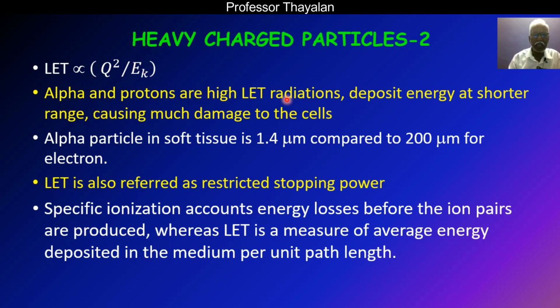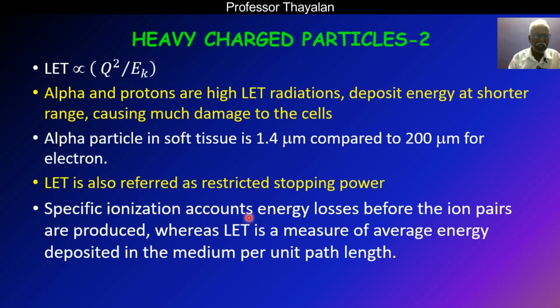Alpha and protons are high LET radiations. They deposit energy over a shorter range, causing much damage to the cells. The alpha particle range in soft tissue is 1.4 micrometer compared to 200 micrometer for electrons. That means the alpha particles deposit energy in a shorter distance compared to the electrons. LET is also referred to as restricted stopping power. That means it is defined above a certain energy. It does not cover all the energies emitted in the medium.